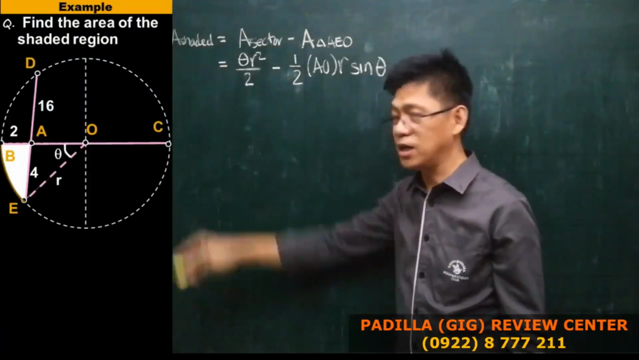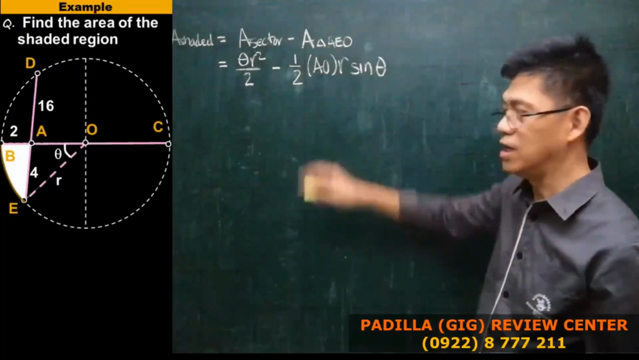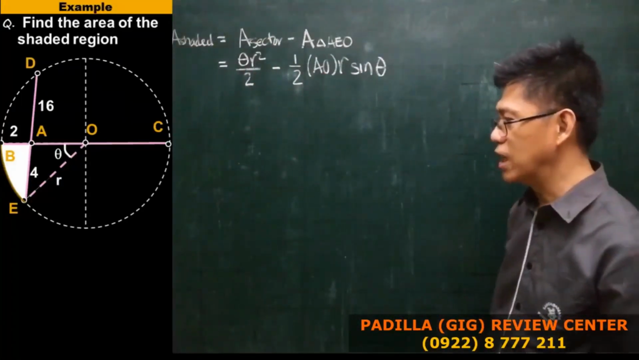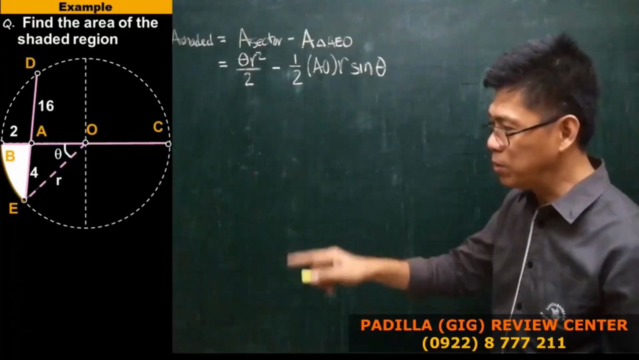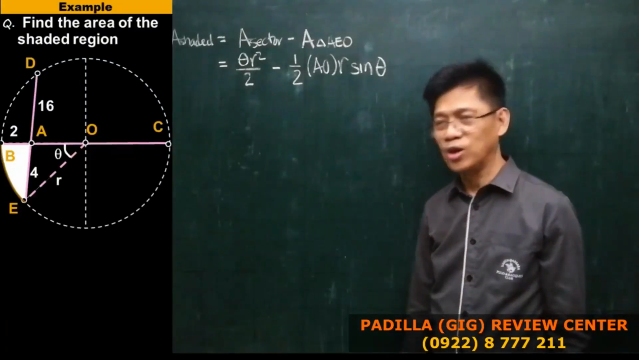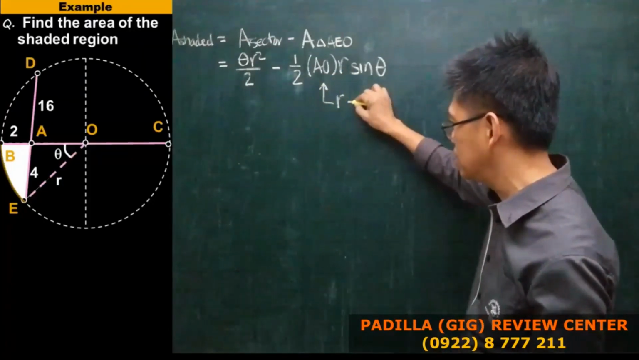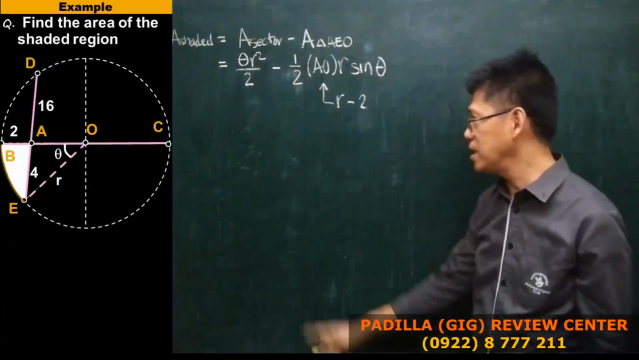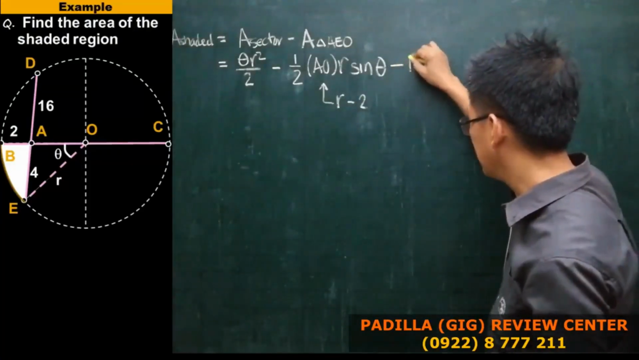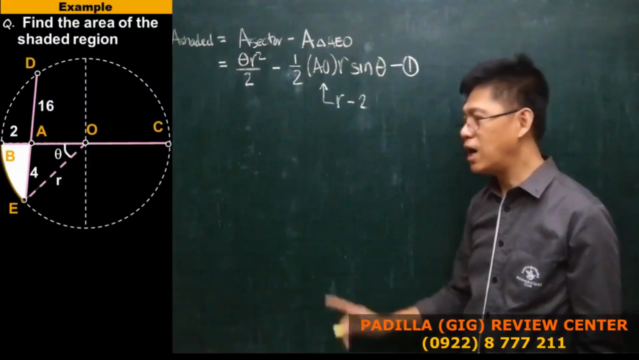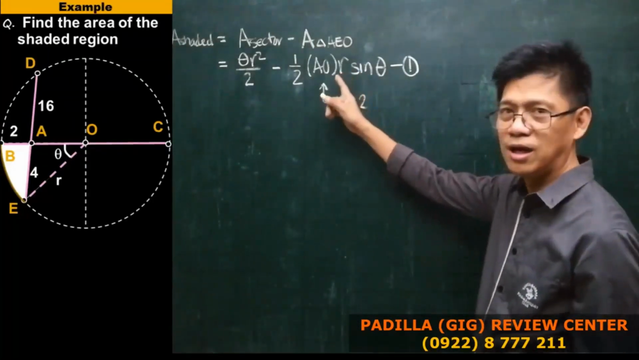So in order to solve the area of the shaded region, we need theta, we need r, and we need AO. As you can see in the figure, AO can be solved if we know r, because point O is a center and OB is a radius. So AO is simply the radius minus 2. So basically, we just need r and theta. Let me call this equation 1. So how are we going to solve theta? Let us first solve r.